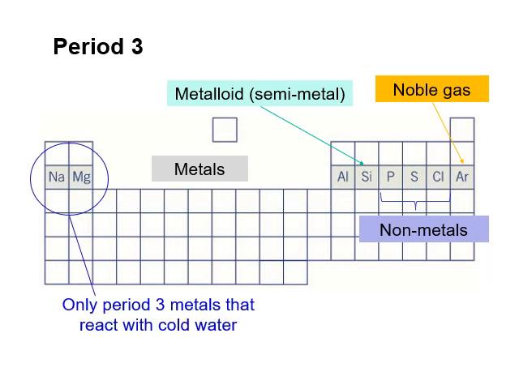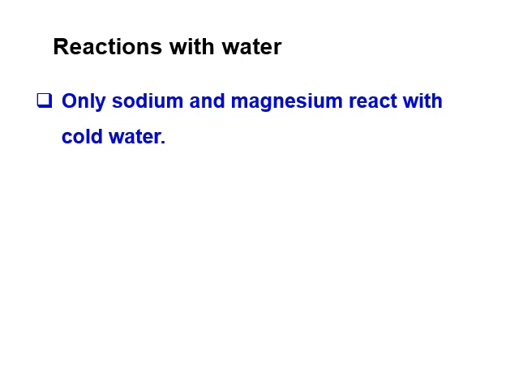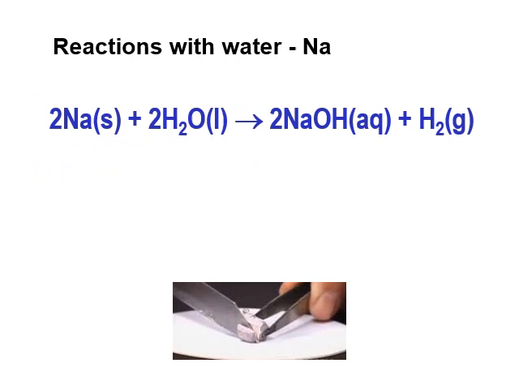Sodium and magnesium are the only period 3 metals that will react with cold water. The reactions of sodium and magnesium with cold water are redox reactions, and we're going to look at that now and look into how we know. This is the equation for the reaction of sodium metal with water to form sodium hydroxide and hydrogen.